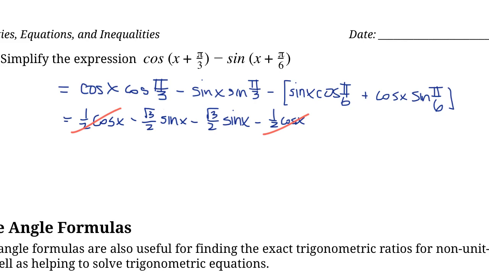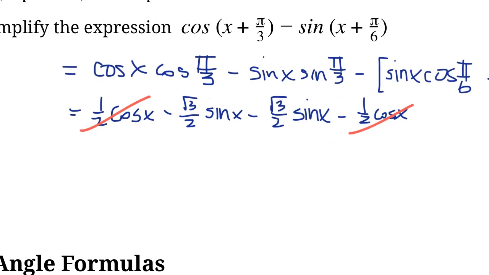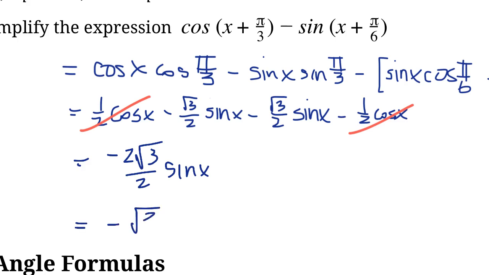And then we have these two terms in the middle, negative root 3 over 2 sine x, which are just going to add together, right, because there's two of them. So it's going to be negative 2 root 3 over 2 sine x, which is, of course, going to simplify to negative root 3 sine x. There we go. That's it. So something relatively complicated at the beginning actually comes out to something very simple at the end, and that's because we were using all the exact trig ratios that we know how to use.